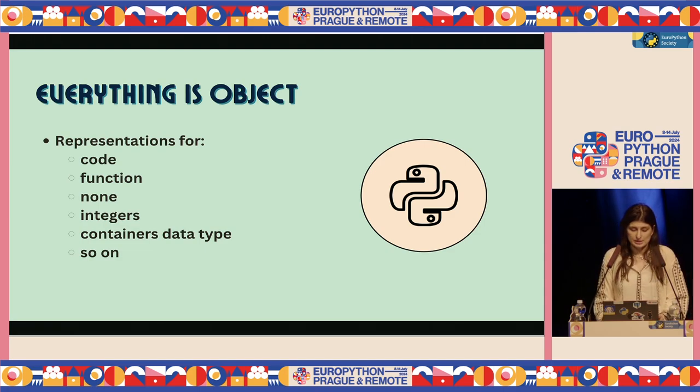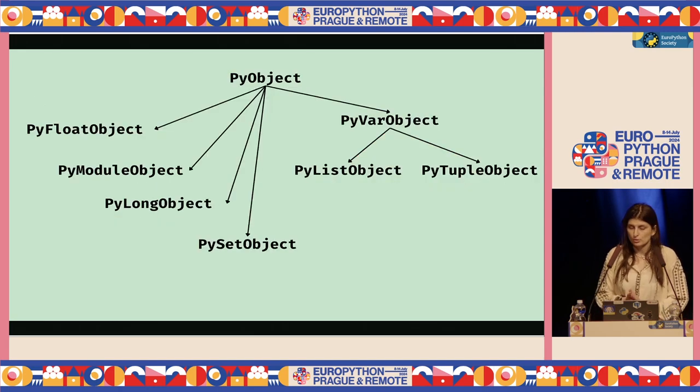But actually, why is it important? If we have a look at CPython, here we have some representation. And we can see on the top one important thing: PyObject. PyObject is the object from which all objects are inherited, with two fields, reference count and also type.